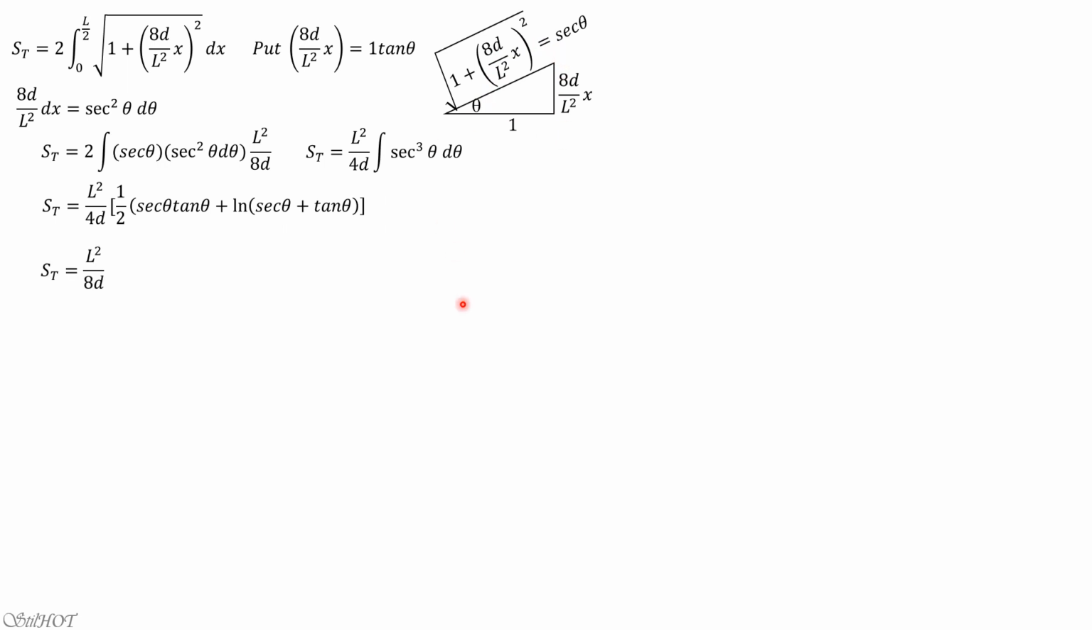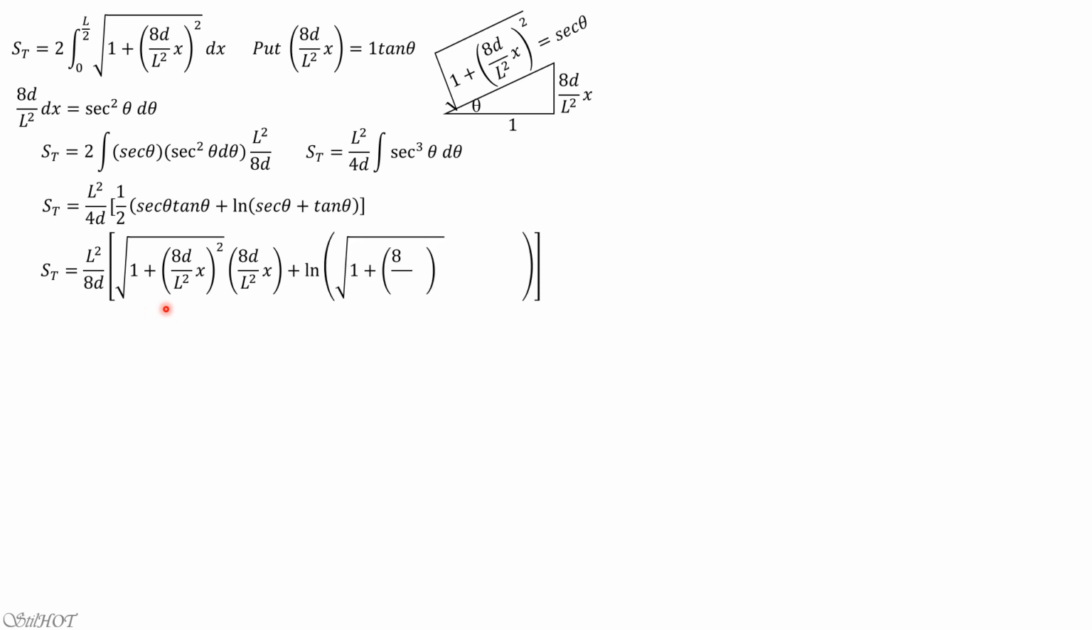So S total equals L squared over 8D. The quantity secant theta is the square root of 1 plus the quantity 8D over L squared x squared, over 1. So it's still the square root of 1 plus 8D over L squared x quantity squared. While tangent theta is opposite over adjacent, because adjacent is 1, so it is just the opposite. And plus ln, so we simply copy these terms but break the plus into two terms.